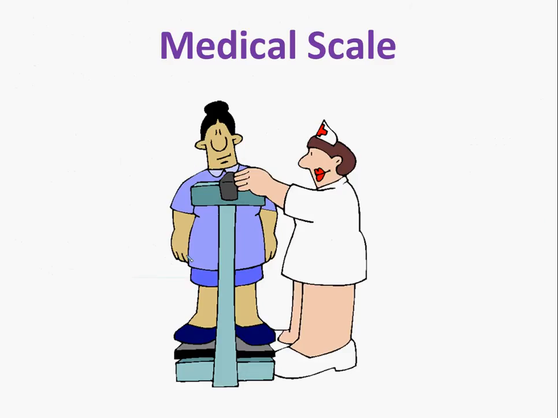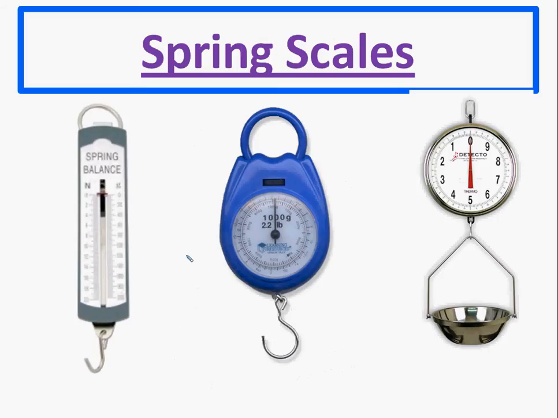Okay, so on to the measuring of weight. This is a cartoon example of a medical scale. We see them at the doctor. They're used to weigh people. And these are spring scales. This one here is a scientific spring scale.